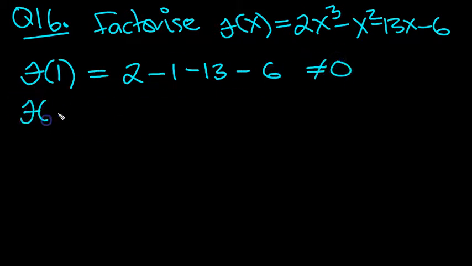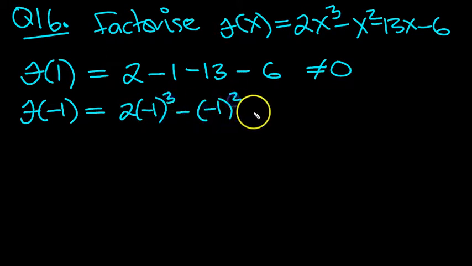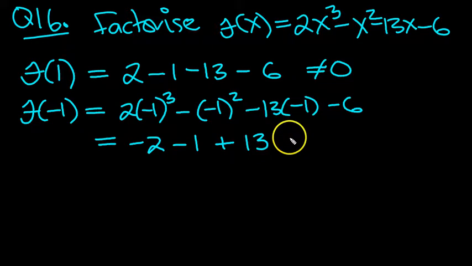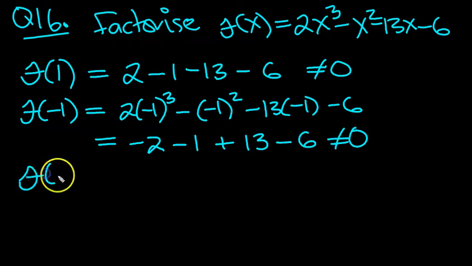And then f of, say, minus 1. Let's try that. So we get 2 times minus 1 cubed, minus 1 squared, minus 13 times the minus 1, minus 6. That will equal minus 2, minus 1, because minus 1 squared is 1, so that'll be a minus 1. Then we've got minus times a minus, 13, and then we've got a minus 6. So you've got 13 take 6, take away 3. That doesn't equal 0.